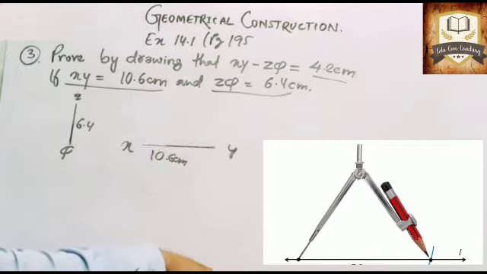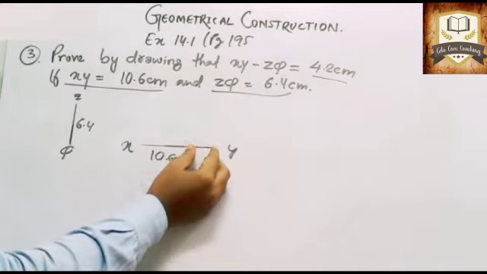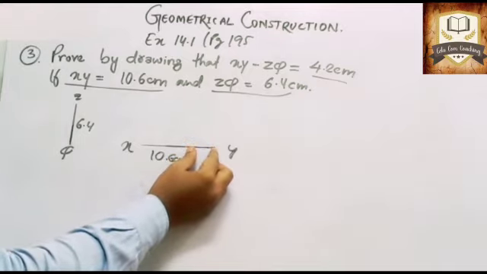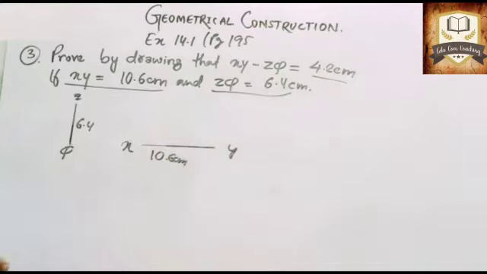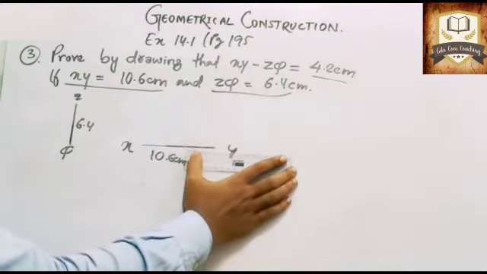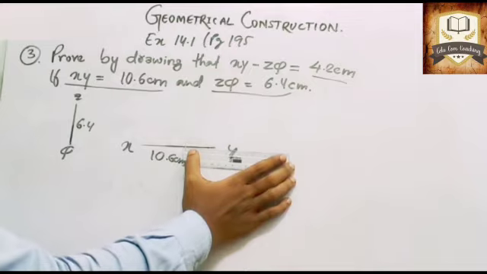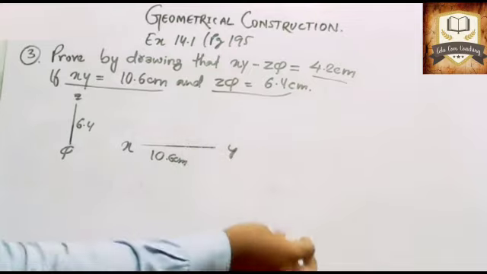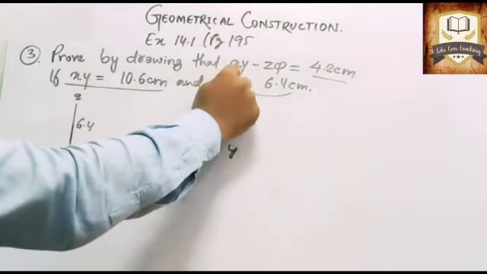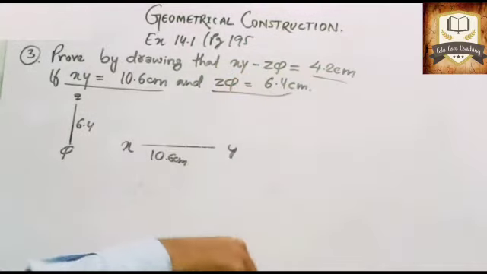Okay, now we have to measure this portion. Is this portion 4.2 or not? So here is your ruler. Look, this is 4.2 cm. That means XY minus ZQ equals 4.2 cm.